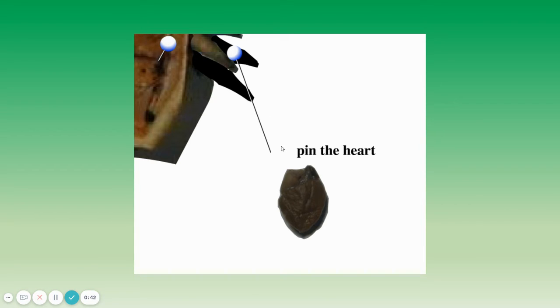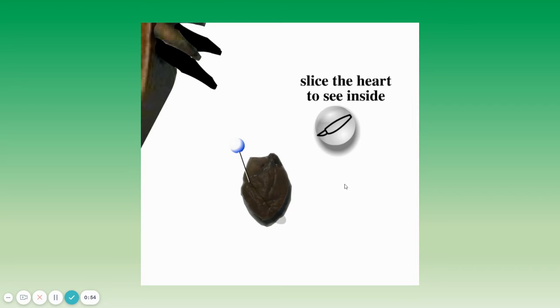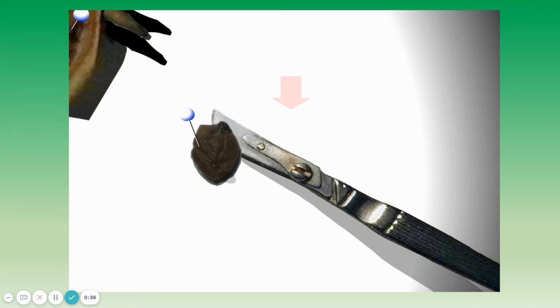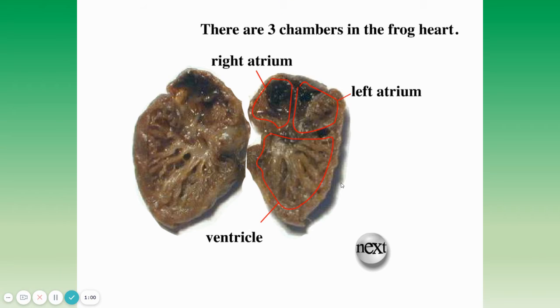And again, there's a couple of ways that you could do this. You can pin it down in your dissecting pan, or you can hold it with the tweezers and then try to slice it open. Now, the reason why we want to slice this open is that we want to look at the 3 chambers of the frog's heart.